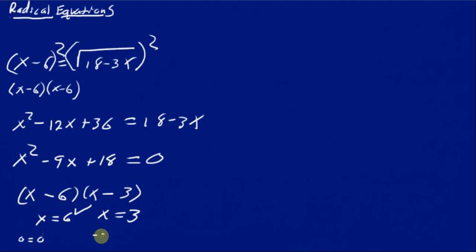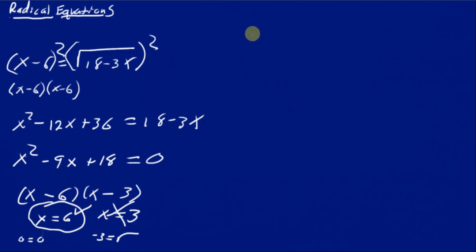That's a negative 3. Well, looking at that, that's supposed to equal the square root of something. So I don't care what I get in here. When I take the square root of it, I'm never going to get a negative 3. So that's not a solution. So the only solution to this equation is x is equal to 6.